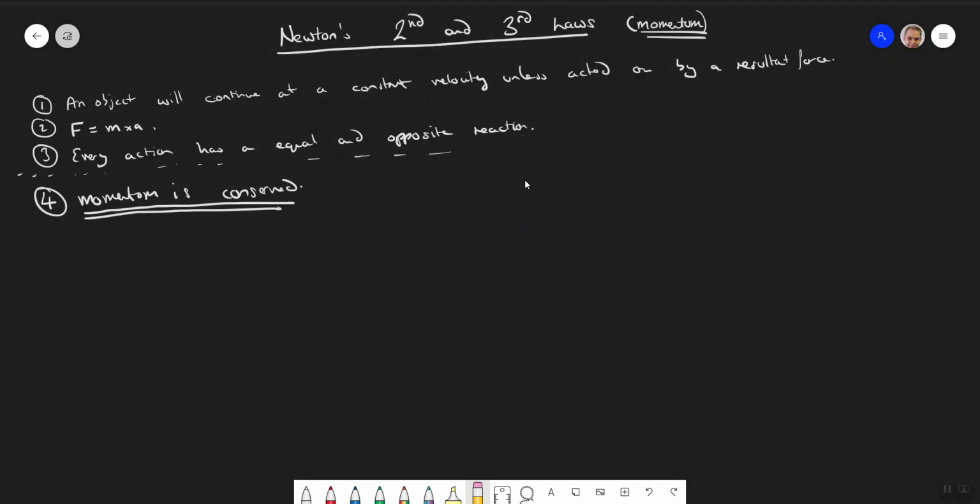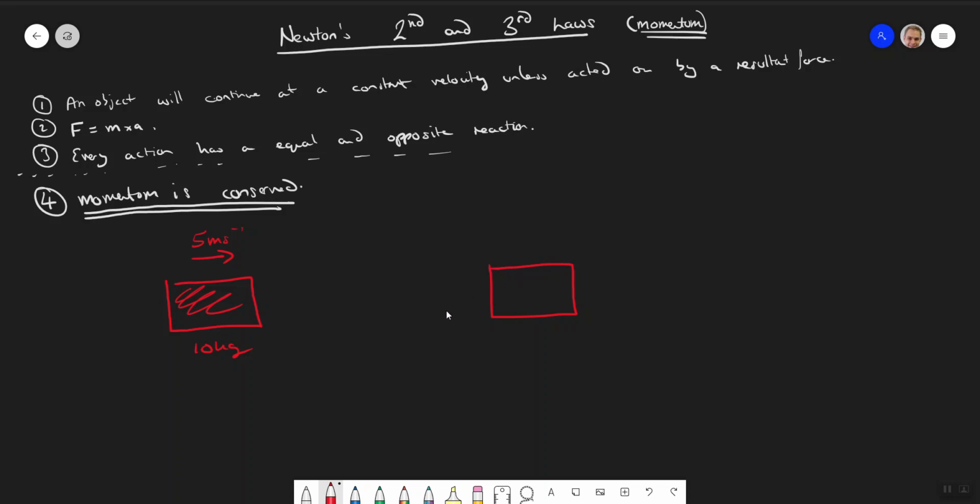So let's think about how we can think about Newton's second law and Newton's third law in the context of momentum. Let's say we have an object, and I'm going to colour these in. I'm not going to deal with a collision yet. I have a red object. It's got a mass of 10 kilograms, and it is travelling that way at a speed of 5 meters per second.